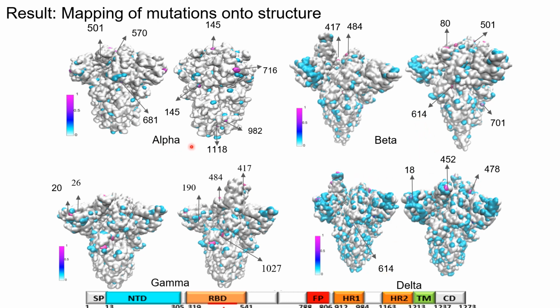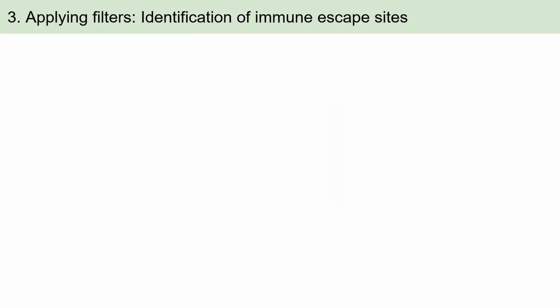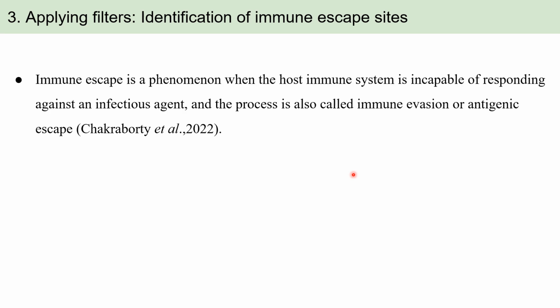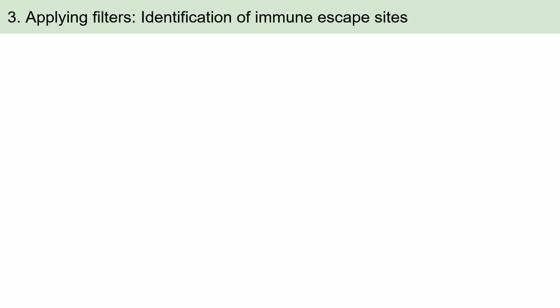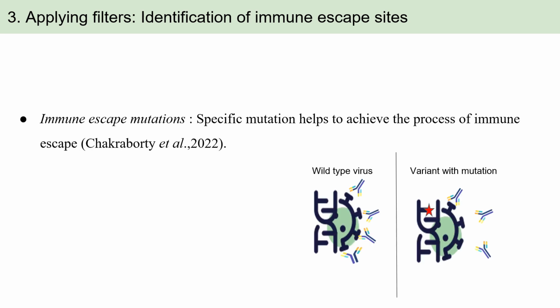And so this was done for all the structures: alpha, beta, gamma, delta, and omicron. The third set of filters we used was to identify the immune escape sites. Immune escape is a phenomenon where the host immune system is incapable of responding against an infectious agent, and the process can also be called immune evasion or antigenic escape. This occurs during viral evolution, and the mutations which achieve immune escape are called immune escape mutations.